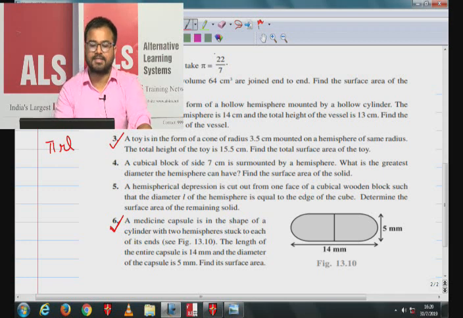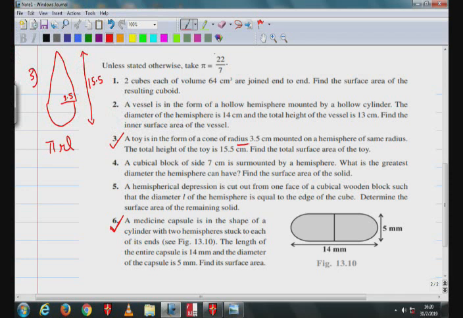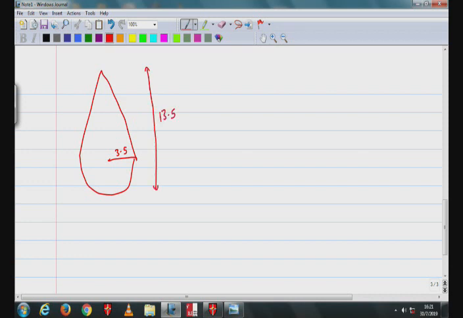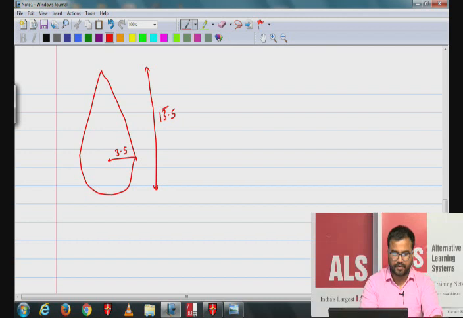See, it says the toy is in the form of a cone of radius 3.5 on a hemisphere and the total height of the toy is 15.5. So, we can solve it like this. This would be the diagram. A hemisphere is there. The radius is 3.5 and the total height of the toy is 15.5. That is given. Now, this asks us to find the total surface area of the toy.